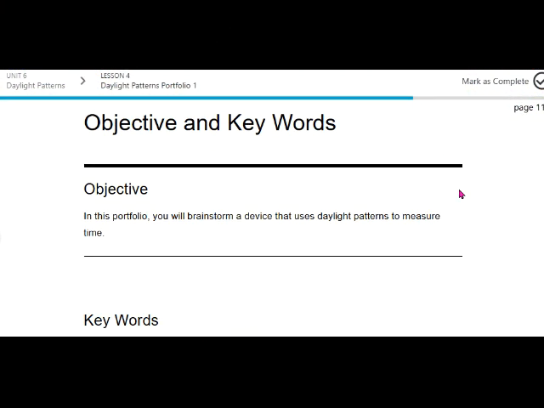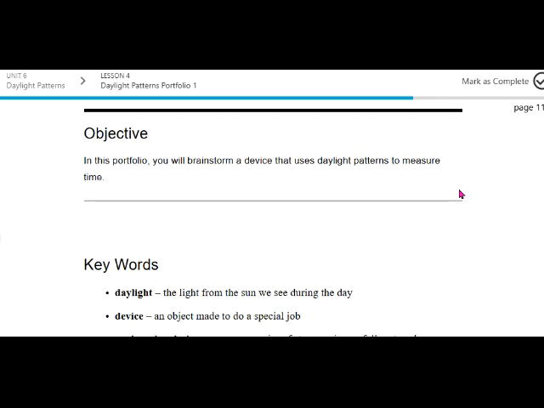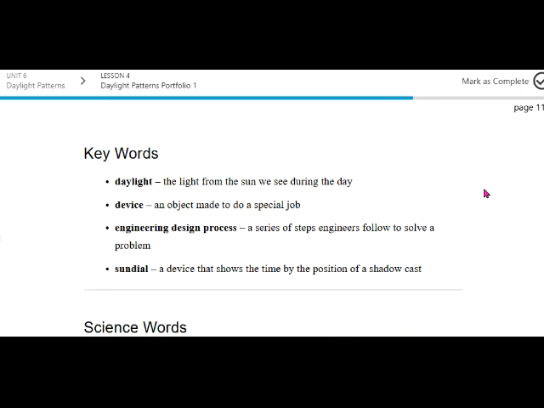All right, here we have another objective. In this portfolio, you will brainstorm a device that uses daylight patterns to measure time. Here are our key words from this lesson. Daylight, the light from the sun we see during the day. Device, an object made to do a special job. Engineering design process, a series of steps engineers follow to solve a problem. And sundial, a device that shows the time by the position of a shadow cast.